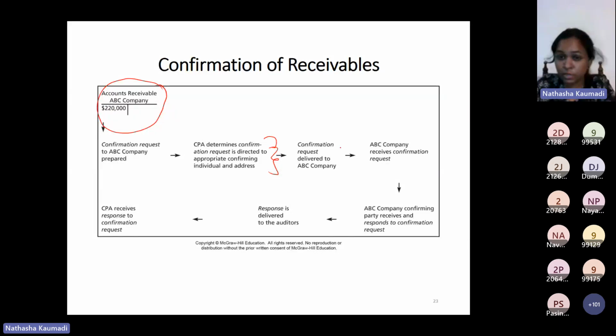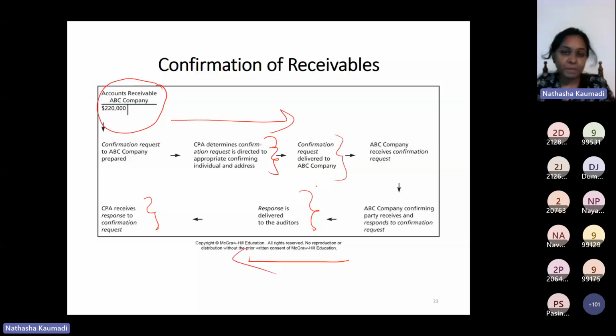The confirmation request is delivered. ABC company receives the confirmation request. Now ABC company is opening the envelope and sees, okay, now the request is with them. They have received it. ABC company, the confirming party, receives and responds to the confirmation request. Now they are responding to our confirmation request. The response is delivered to auditors. The CPA receives responses to the confirmation request. Okay, so this is the process. Basically, you are sending the confirmation request and you are receiving the reply.